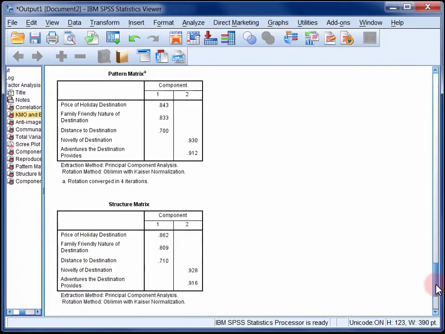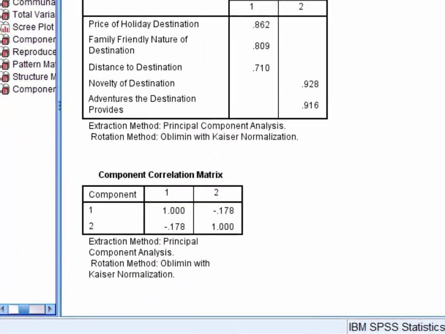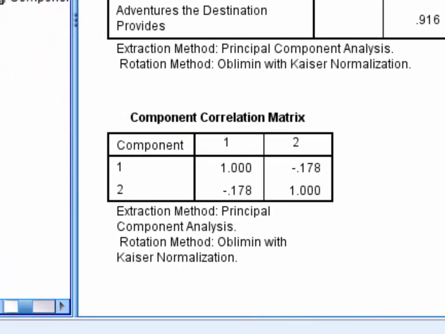We can scroll past the structure matrix now, and we'll have a look at the component correlation matrix. This tells you the correlations between components. So here we've extracted 2 components, so there's only one correlation that we need to focus on, and that correlation is negative 0.178. Now, as a rule of thumb, if the correlations between components are greater than about 0.3 on average, then an oblique rotation like direct oblimin is more appropriate. If all the correlations between components are small, then oblique and orthogonal rotations will produce very similar solutions.